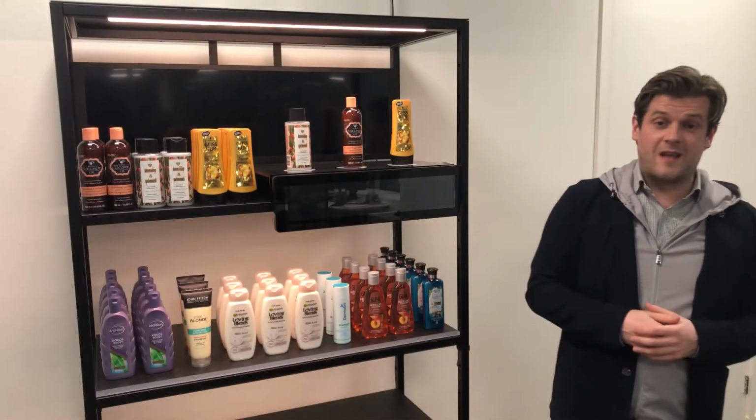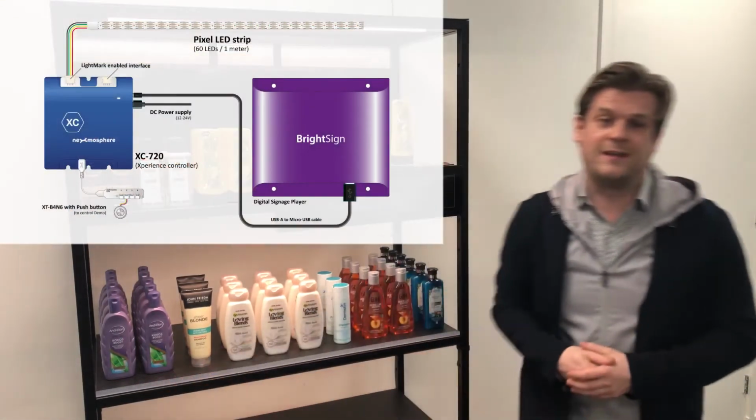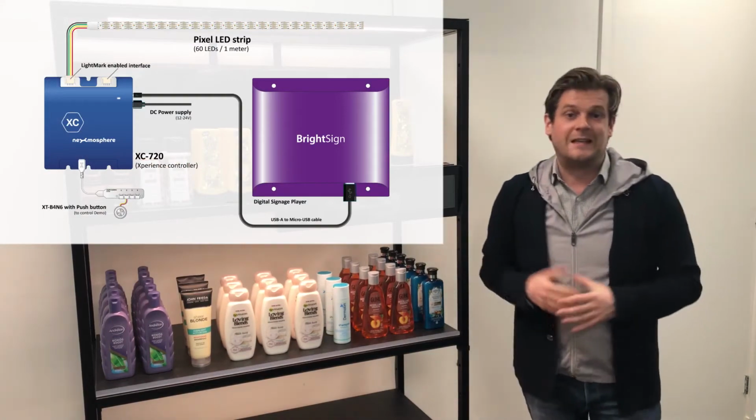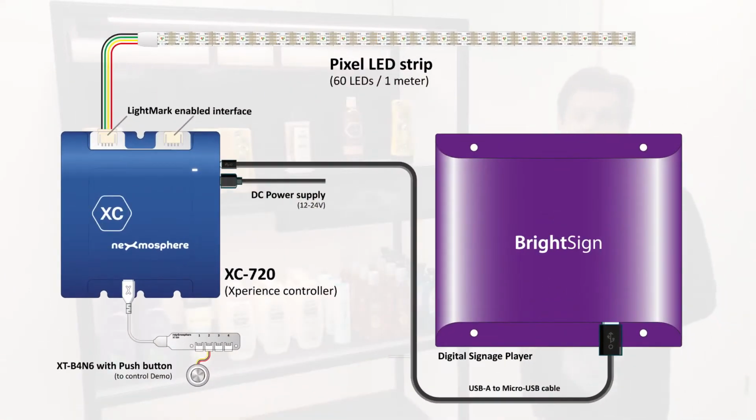Over here we have a demo setup on which I will show the functionalities. We have a pixel LED strip of 1 meter covering the entire edge of the shelf. This LED strip is connected to a LightMark enabled interface on the XC720 controller, which is controlled by a Digital Signage player.